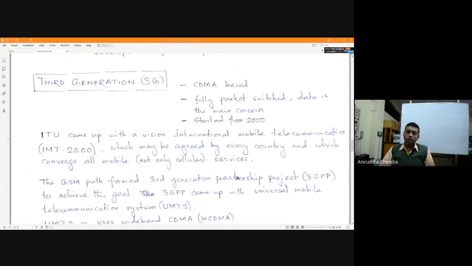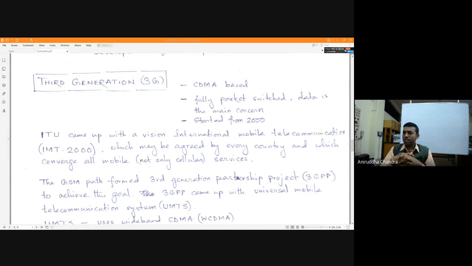So at the end of 2.5G or so, there were two big groups who were always tussling with each other. So there was a need for these two groups to merge and cooperatively develop the next generation so that everybody can benefit. With this in mind, there was a group called 3GPP, or Third Generation Partnership Project. This 3GPP was aimed at combining these two groups, GSM and CDMA, and they thought that the next generation, the third generation, should be built by combining both these technologies.